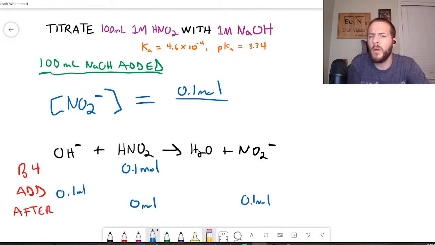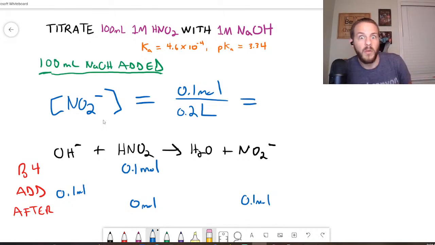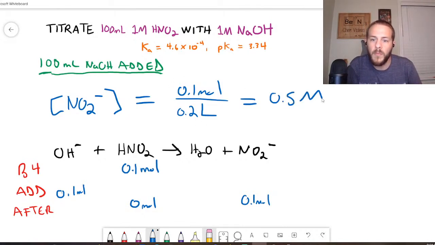Well, initially we start out with 100 milliliters of solution. We added 100 milliliters of solution to it. So we really have 200 milliliters of volume in total. So this is going to be 0.2 liters. I've converted that 200 milliliters into liters in my head just to make sure that we're in liters so that we can calculate the molar concentration of NO2 minus. So if you take 0.1 divided by 0.2, that's 0.5 molar.